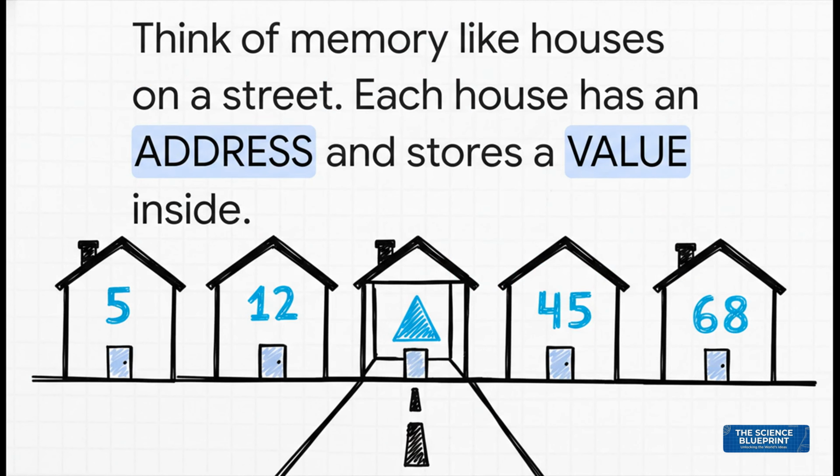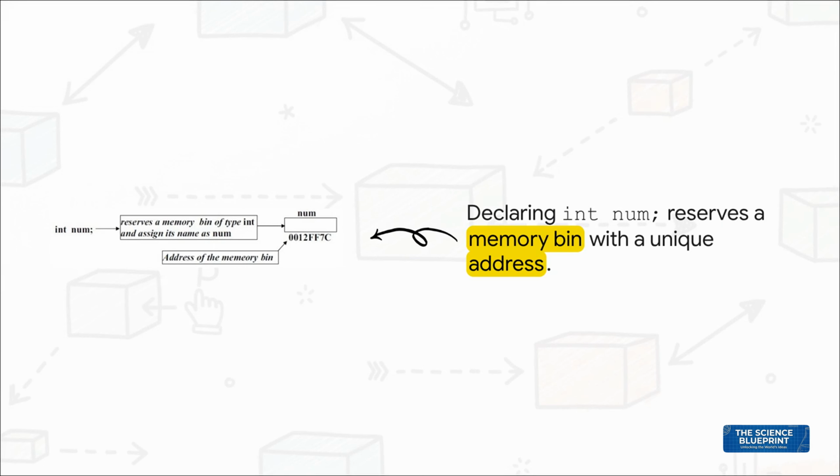Okay, the absolute best way to picture this is to imagine your computer's memory as a massive, long street lined with houses. Every single house on this street has its own unique address, a number, basically. And inside each of those houses, you can store something of value. And this is how that whole analogy clicks with real code. When you write a line like int num, you're basically telling the computer, hey, go find me an empty house on Memory Street, make sure it's big enough for an integer, and slap the name num on the mailbox. That spot, that little memory bin, now has a permanent, unique address.